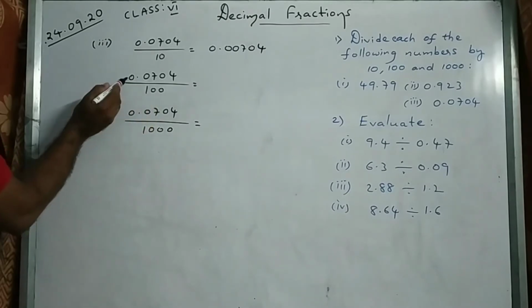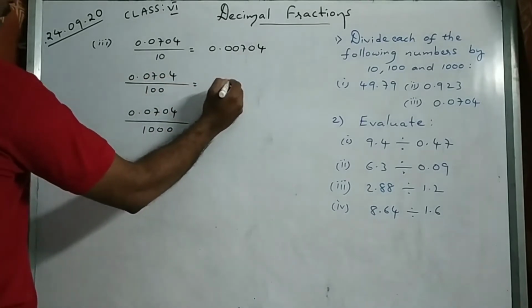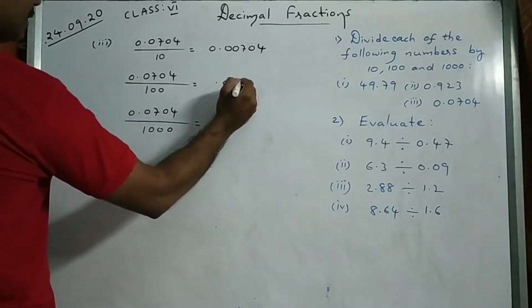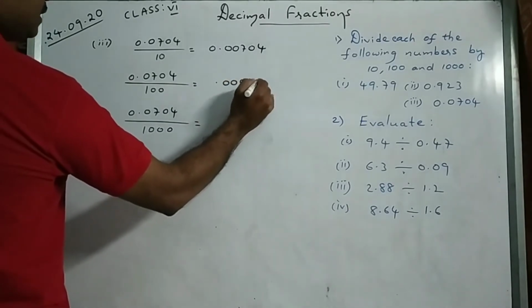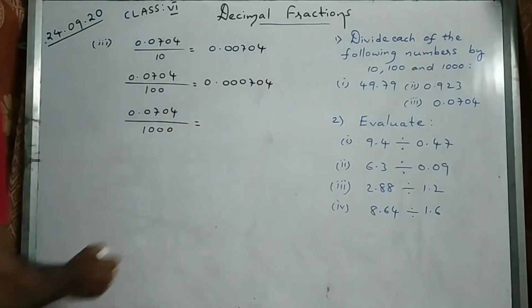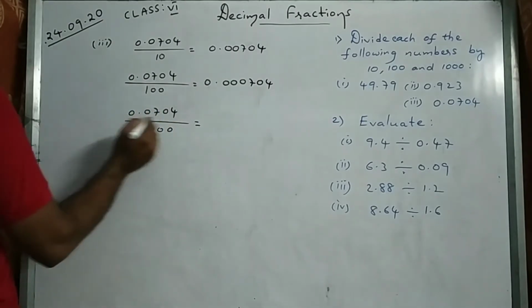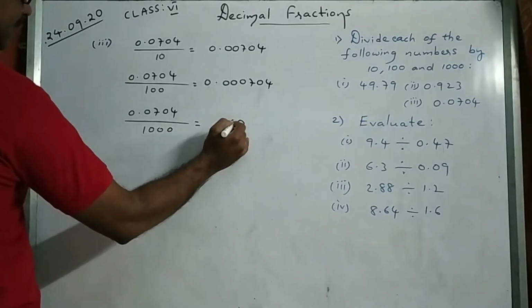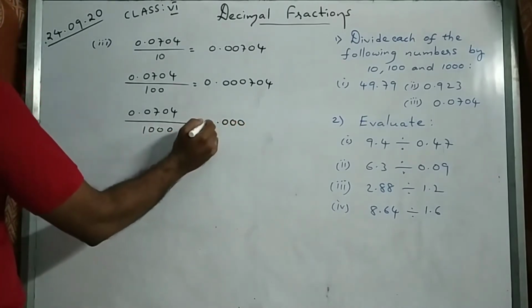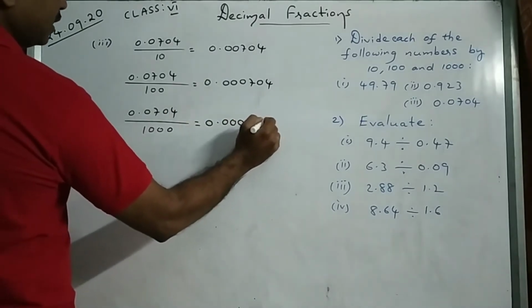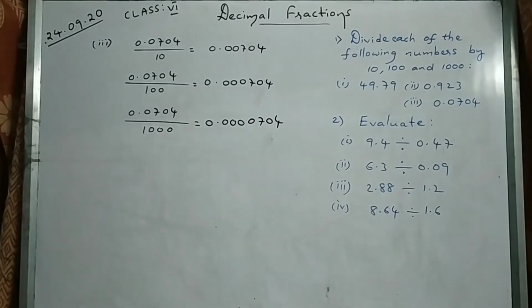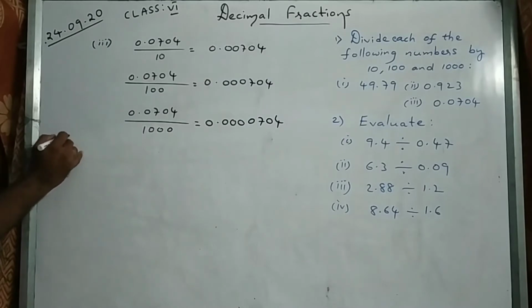2 zeros we have here, so this decimal point should move 2 digits. But here only 1 zero is there. That means here you will get like this. Already 0704 is there, so don't be confused here. Okay? Now here 3 zeros I want, but only 1 zero is there. First I will write those 3 zeros, point, and this 0704 as it is. Try to understand.